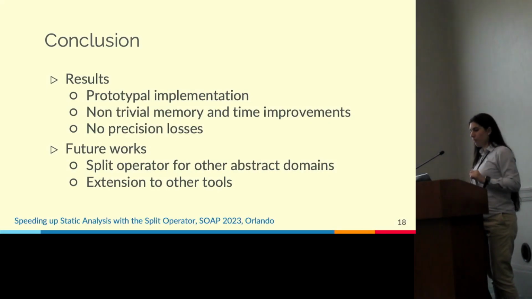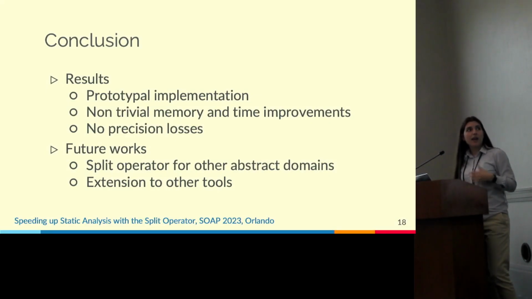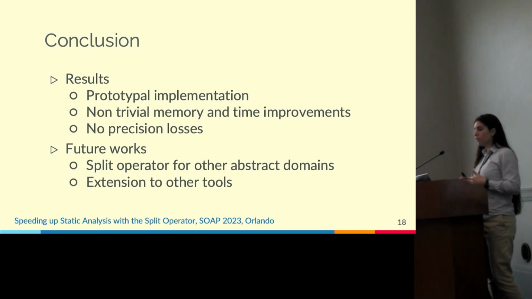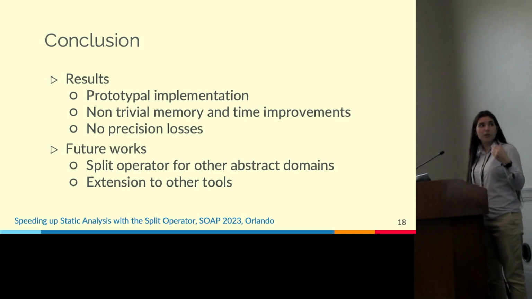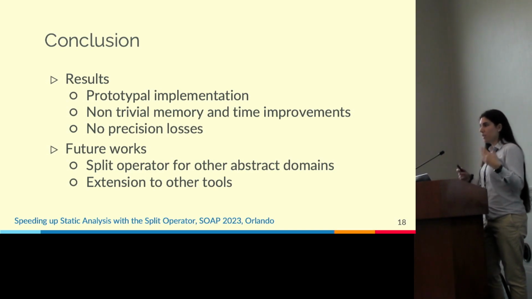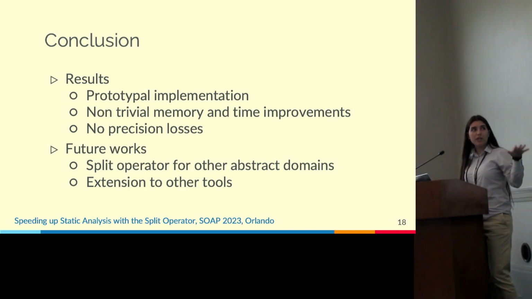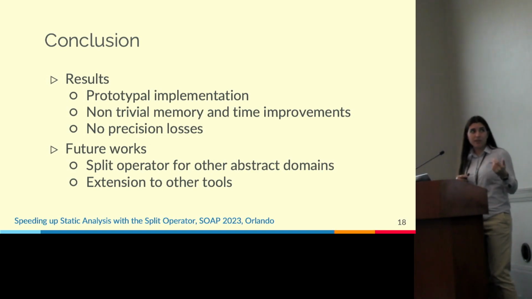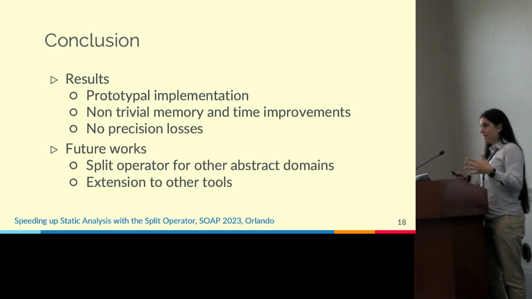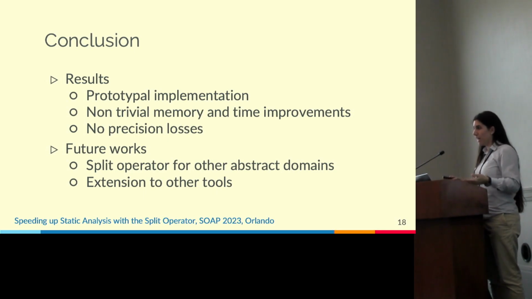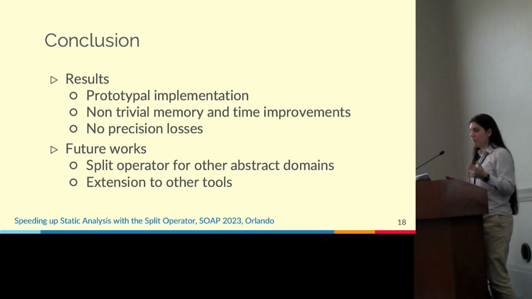So basically, concluding, our prototypal implementation was able to achieve non-trivial memory and time improvements. And the most remarkable thing is that we achieved no precision losses at all. We were able to prove this thanks to a tool implemented in CRAB CLAM, called CLAMDIF, which basically does the comparison between the invariants computed by 2 analyses in both a syntactic and semantic way.